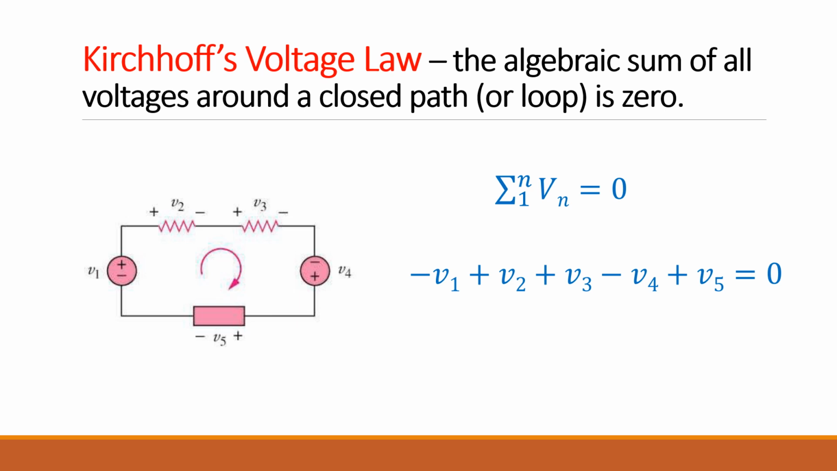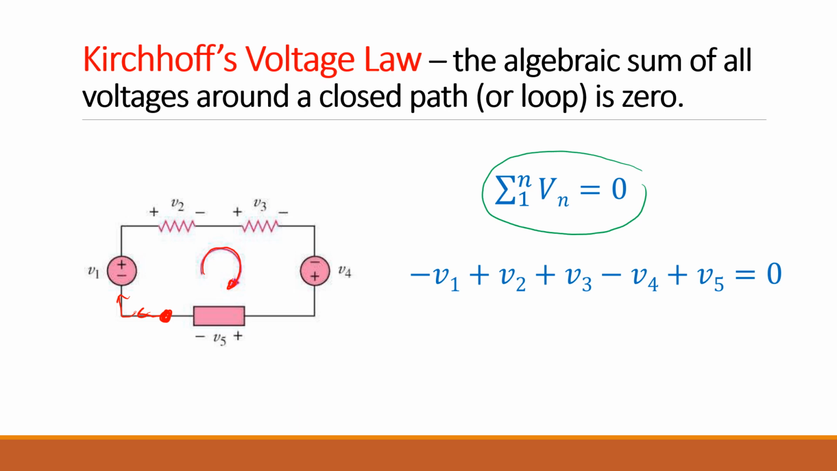Kirchhoff's voltage law says the algebraic sum of all the voltages around a closed path, which is a loop, is 0. So that means the algebraic sum of the voltages is equal to 0. Now let's see how we can apply this. When you have a circuit, this is a closed path, a loop. So you can start at a point and add all the voltages around this loop. They have given us the direction of the current, so let's go in the direction of the current and add all the voltages.